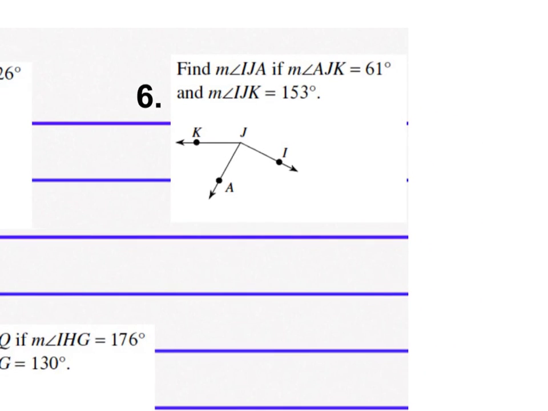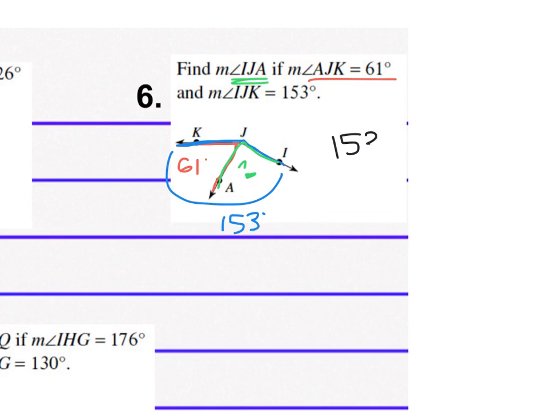Number 6, I encourage you to pause the video, set up your problem, try it out, see how you do. So AJK is 61 degrees. IJK, so that's actually the big angle, is 153 degrees. Find IJA. So since we have the big and the little and we need another little, we're going to actually subtract for this one. So 153 minus 61. Okay. So I'm getting 92 degrees.